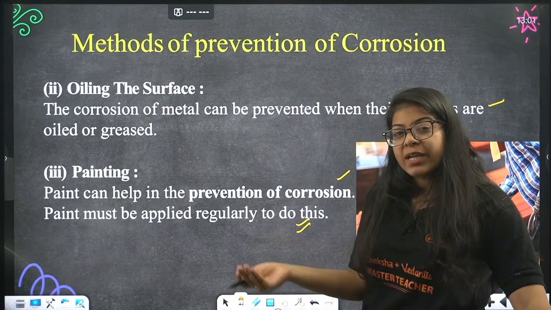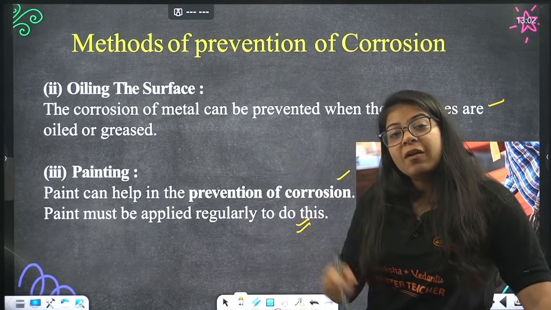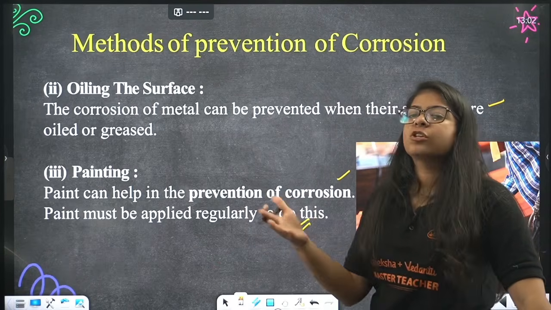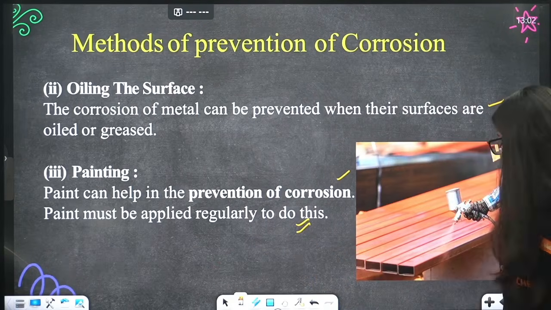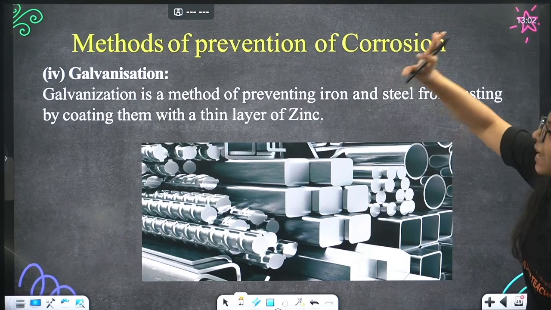We know paint also gets bad, right? Because it gets scraped, it gets bad with time. So we have to apply paint again and again after a few years to prevent this corrosion. Done? Next, moving on, we have one more method, that is galvanization.